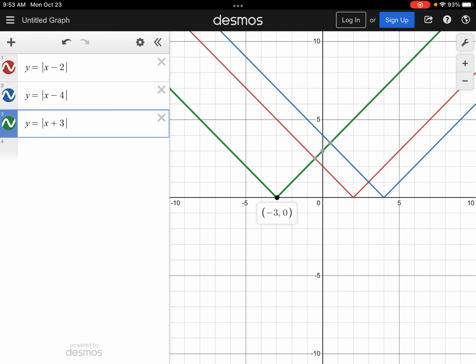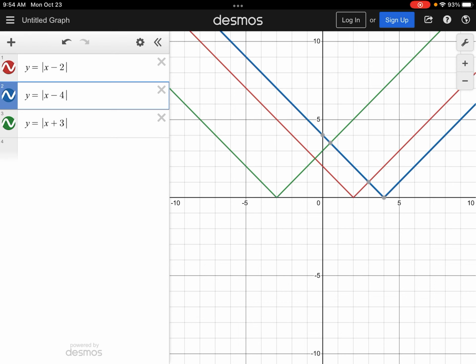Now what you'll also notice is that the vertex, if we put those vertices there, notice that in the red graph we have x minus 2. That means that the vertex has an x value of +2. In the blue graph we have x minus 4, so the vertex has an x value of +4. And in the green graph we have x plus 3, so the vertex has the x value of -3. So we can always see that the x value of the vertex is the opposite of the value we see being shifted left and right, okay?